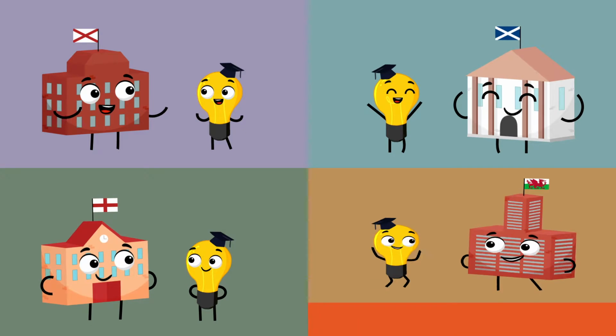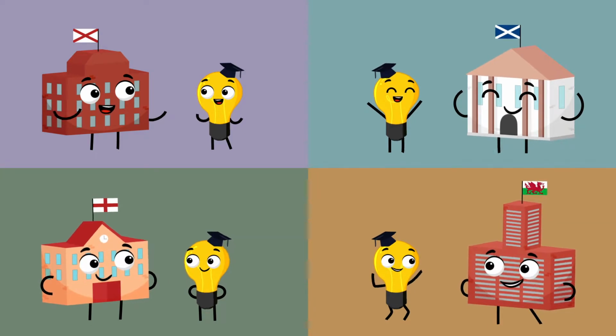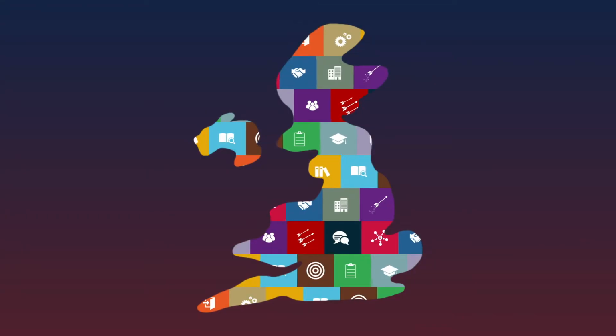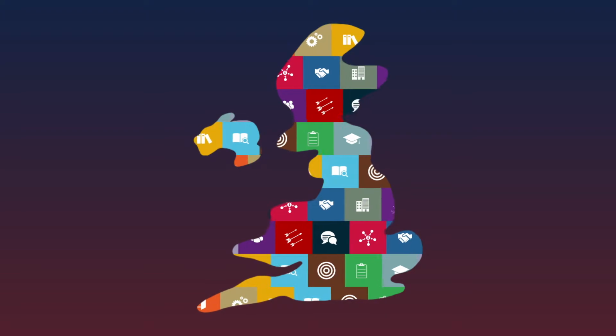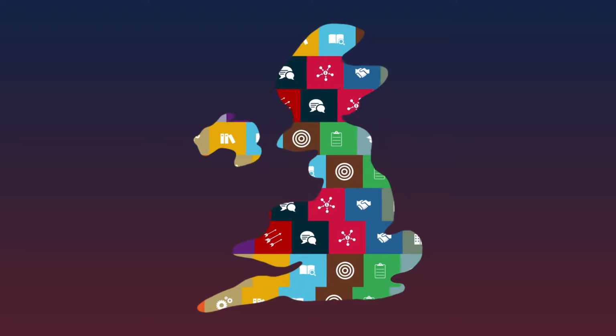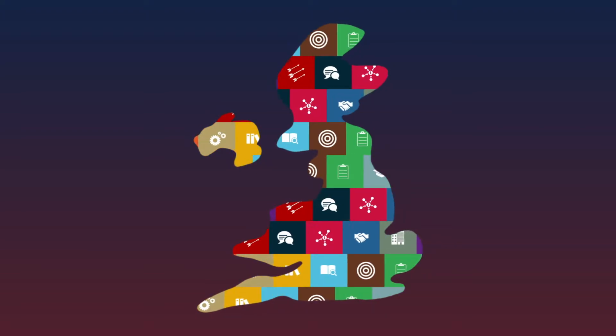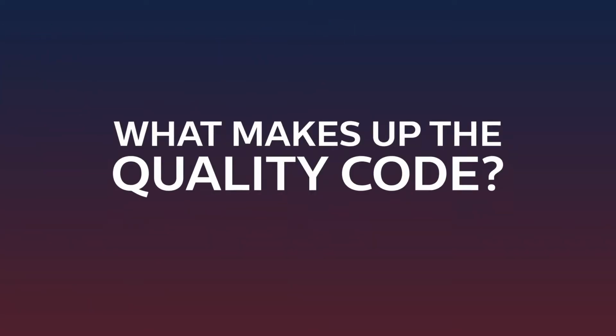It enables higher education providers to understand what is expected of them and what to expect of each other, so they can deliver positive outcomes for students. The code is accessible to all those involved in delivering higher education and fits within the different regulatory landscapes across the UK. What makes up the Quality Code?